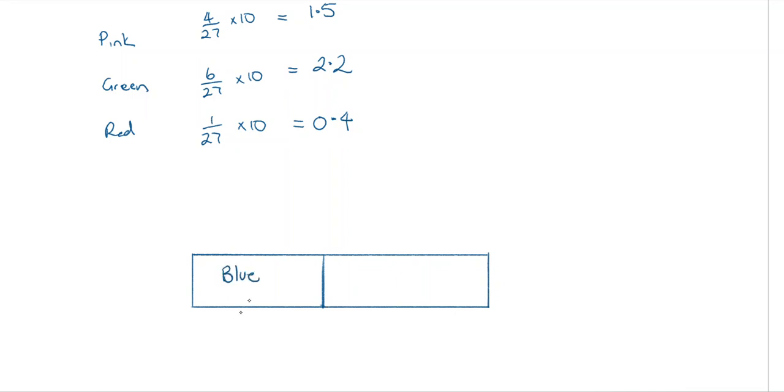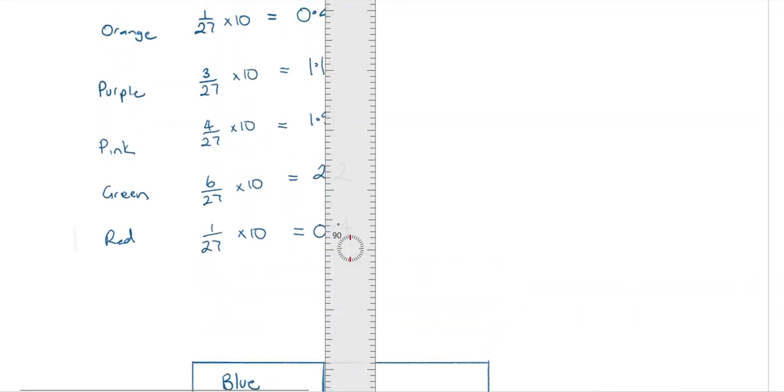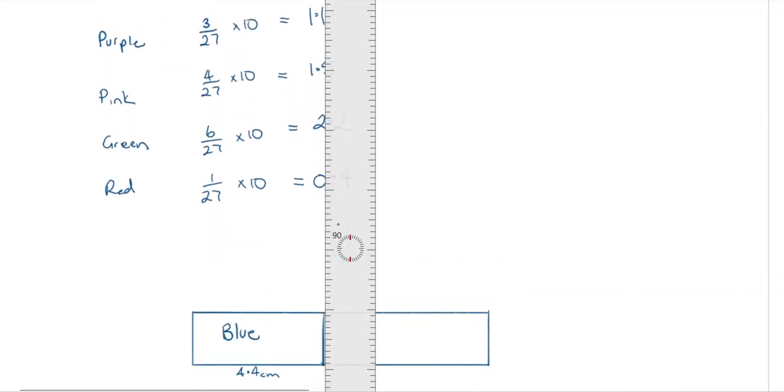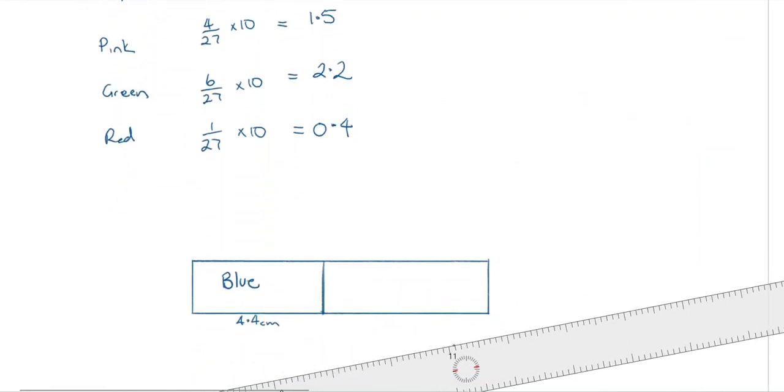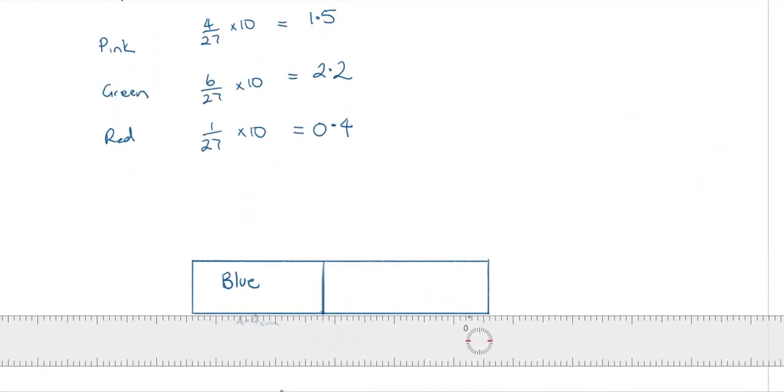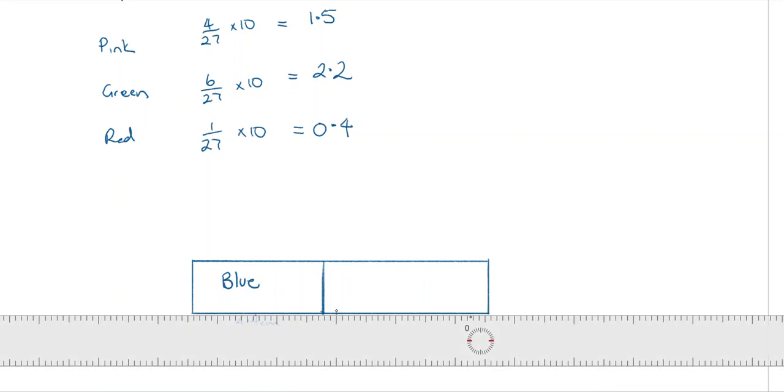Okay, so this is blue. Label it blue and also underneath, please write the 4.4 centimetres that you have measured. Then go on to orange and measure orange, which has to be 0.4. That's just a little tiny piece, about that big.